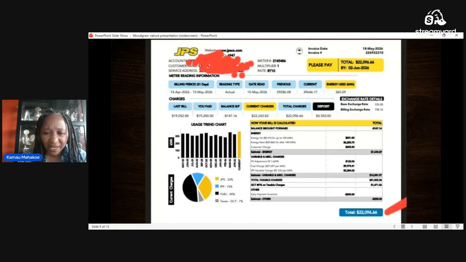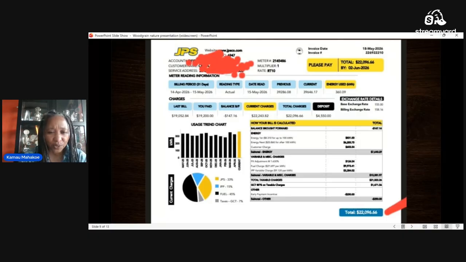Like I said, there's a deposit here. It's like a safety amount that JPS holds. It's like a security. You don't have to pay this every month. They just have it there as security. It's like when you're renting a house and you have to pay a security deposit, and they keep that there for the duration of the time you're at the house.